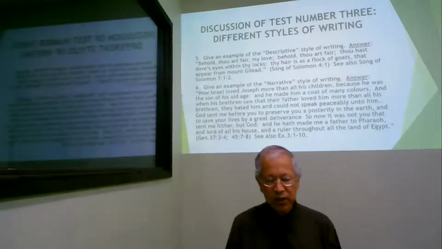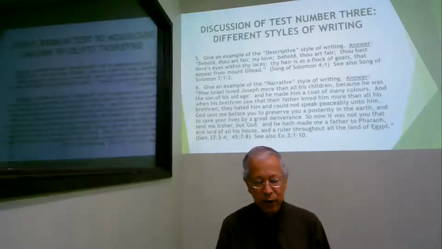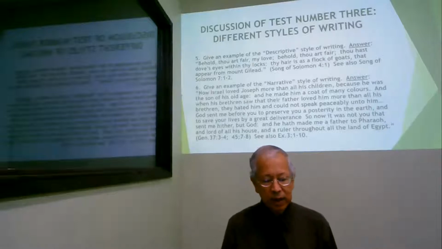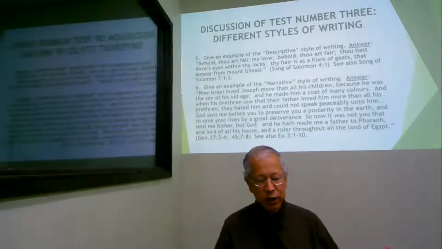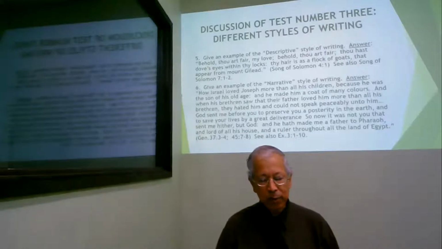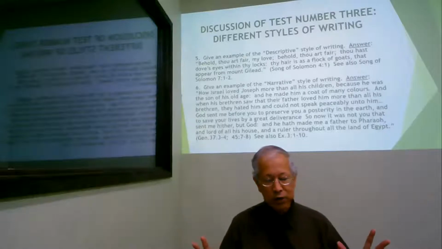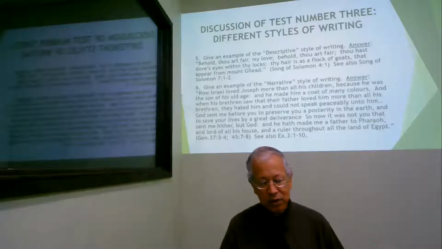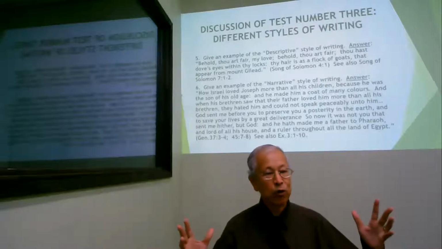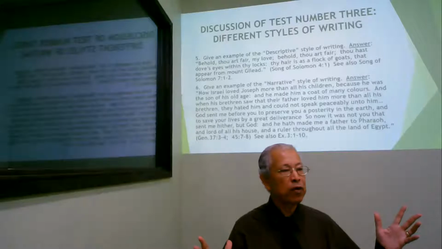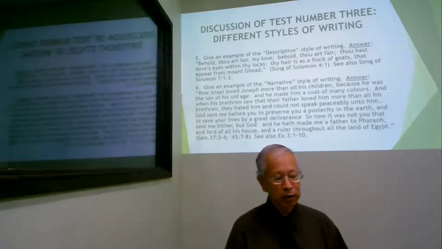Number 5, give an example of the descriptive style of writing. Answer: here's a good description from Song of Solomon, chapter 4, verse 1. Solomon, using metaphors and similes to describe the beauty of one of his wives.